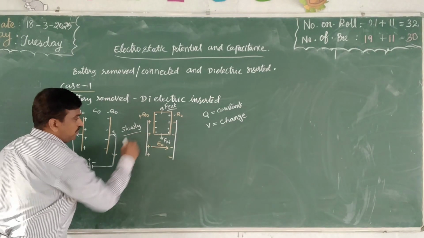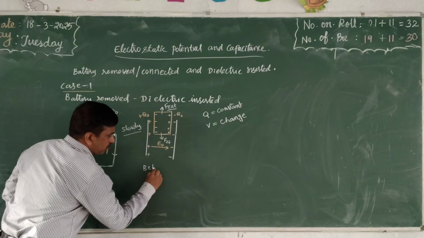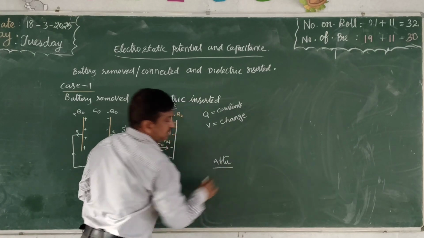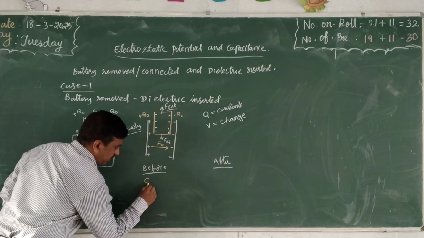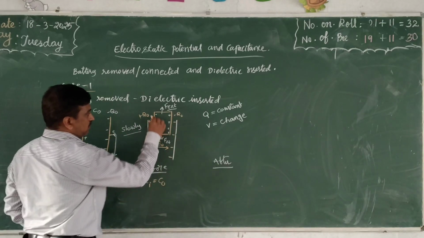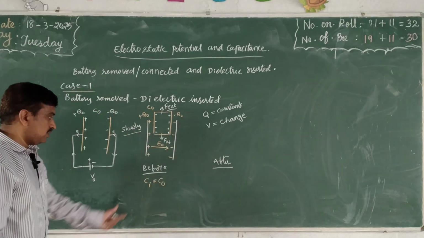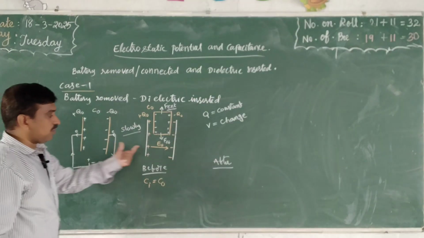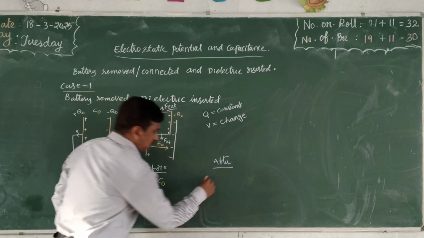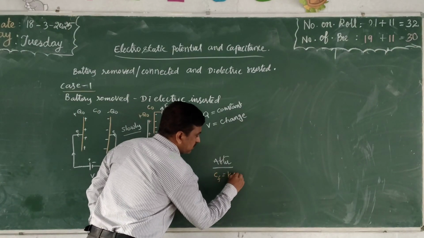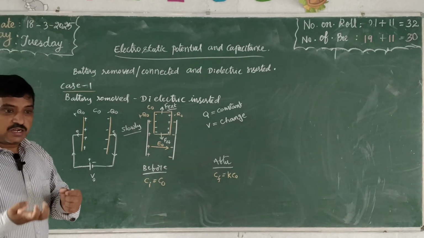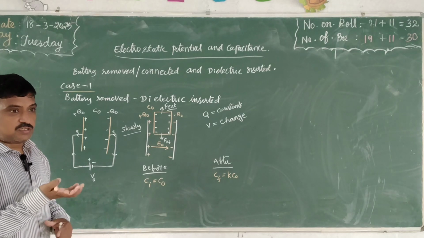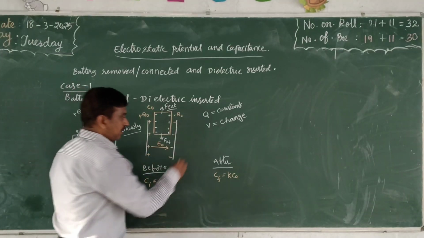Now, after the dielectric is inserted, what changes are we observing? First, see the capacitance. The initial capacitance is C naught. After removing the connection and inserting the dielectric, what is the capacitance? C final equals K C naught. Why are we writing K C naught? When a dielectric is inserted between the parallel plates, we already know the dielectric makes the capacitance increase K times.